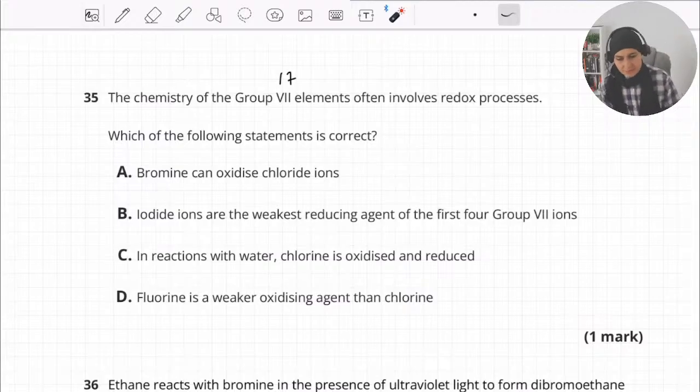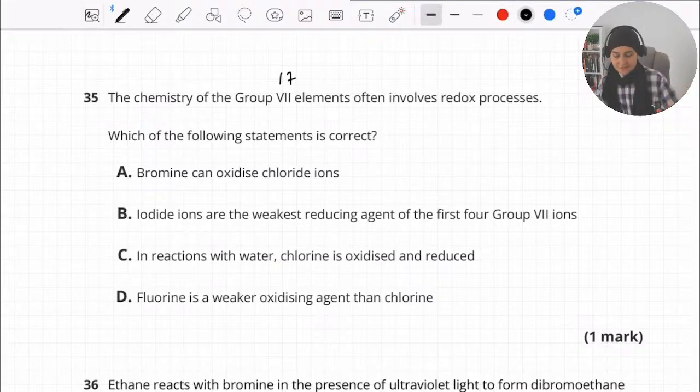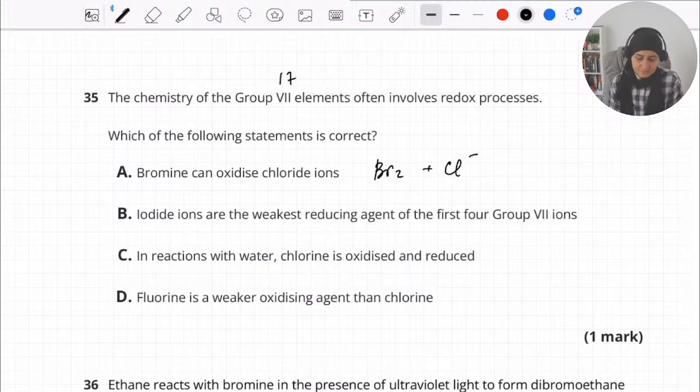Okay, let's see. Bromine can oxidize chloride ions. A lot of things can go wrong with these questions. Bromine, I-N-E, means that it's a diatomic thing, so Br2. Can oxidize chloride. Ide tells you that it's a halide, so it's like Cl minus, Br minus, F minus, I minus. Br2 plus Cl minus. Will this work? Remember, the rule is that the more reactive halogen would displace the less reactive from its salt.